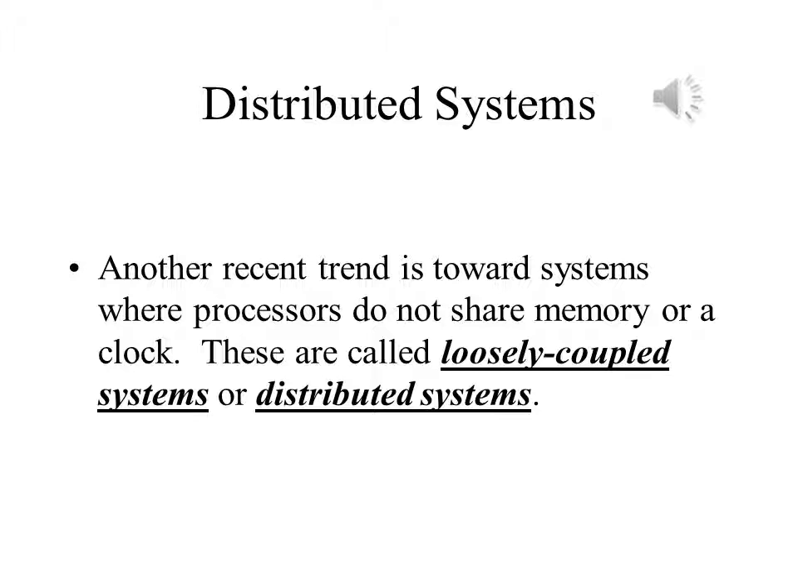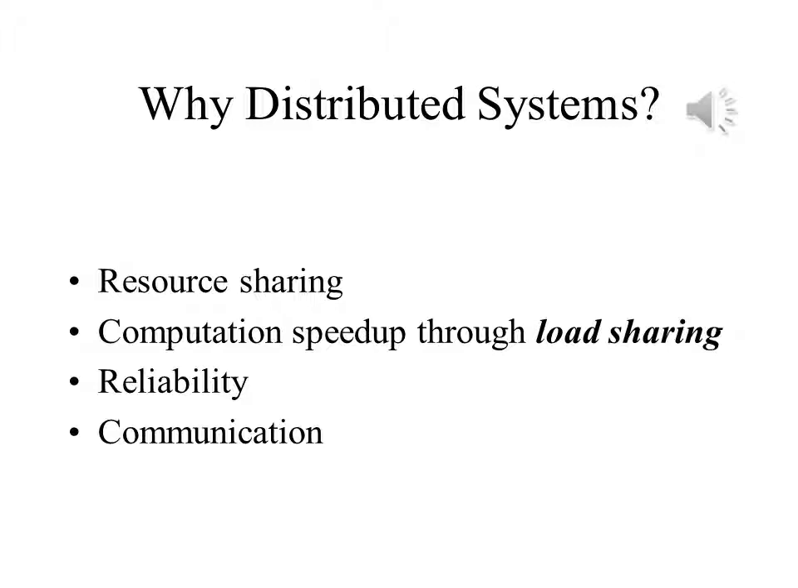Before the advent of multi-core processors, one trend that became fairly popular was processors that did not share memory or a clock. These were known as loosely coupled systems or distributed systems, and they are still around. Why are distributed systems popular? There are a variety of reasons. One is resource sharing, that multiple systems can end up sharing files, share peripheral devices, and other resources as well.